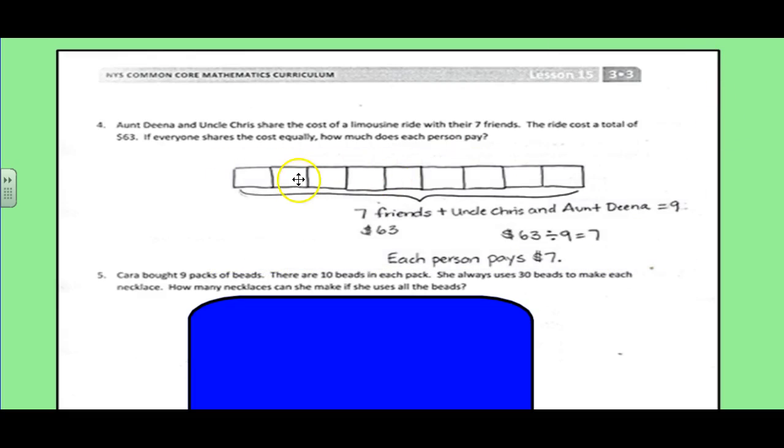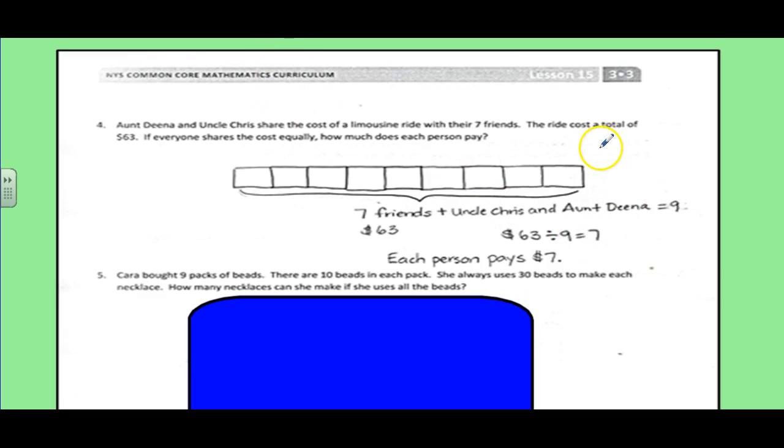Okay, what I was looking for was a tape diagram that had 9 sections, because those 9 sections were the 7 friends plus Uncle Chris and Aunt Dina. We knew that they all paid $63 total. And in each one of these sections, if you put 7, then that is perfectly fine, because I know that 63 divided by 9 was 7.